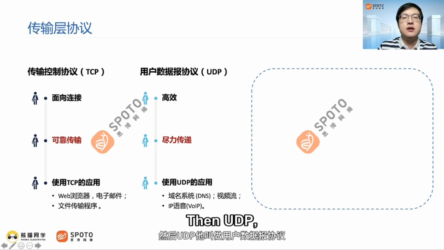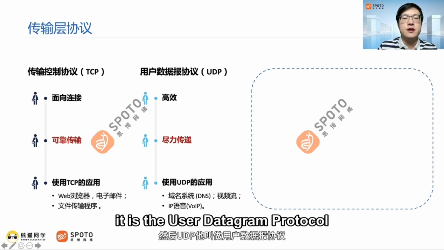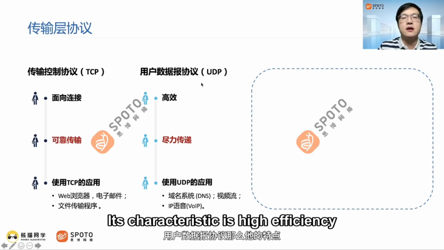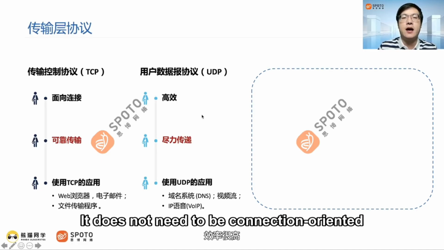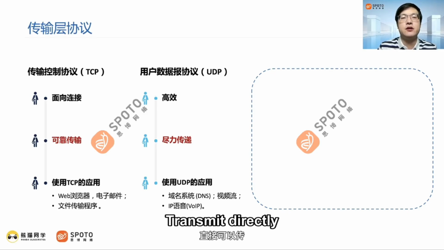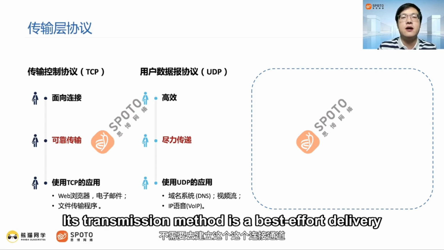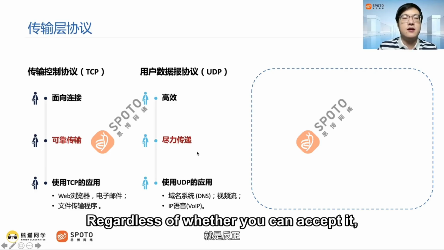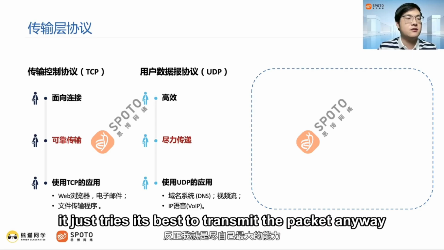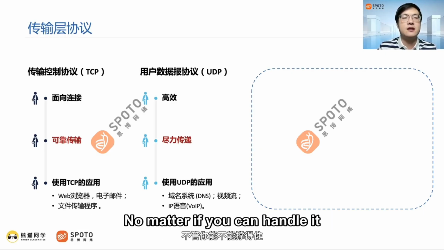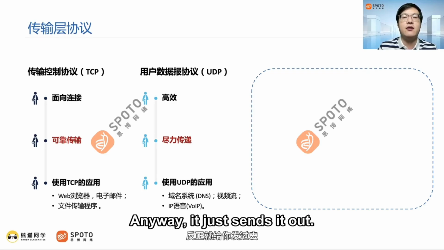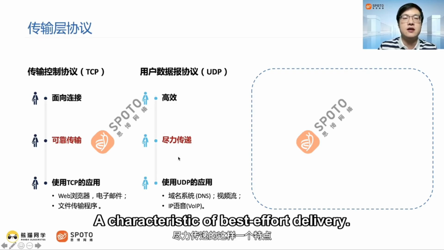Then UDP, the User Datagram Protocol. Its characteristic is very high efficiency. It does not need to be connection-oriented. It can transmit directly, with no need to establish a connection channel. Its transmission method is best effort delivery. Regardless of whether you can accept it, or how big your bandwidth is, it just tries its best to transmit the packet anyway. No matter if you can handle it, it just sends. This is called best effort delivery.